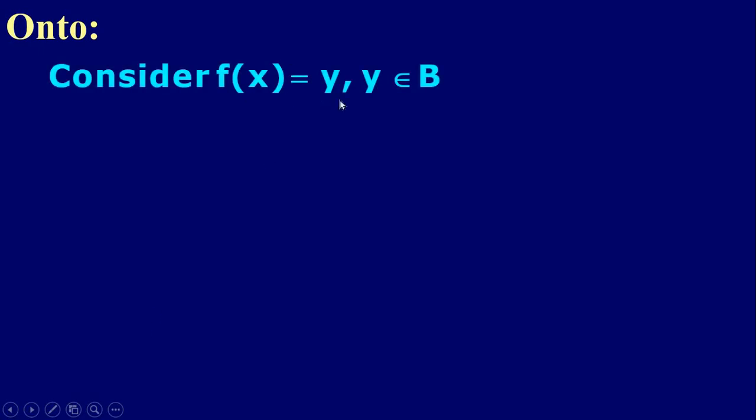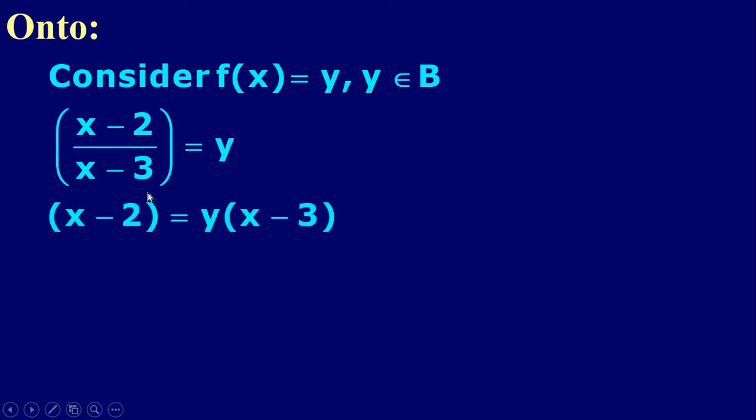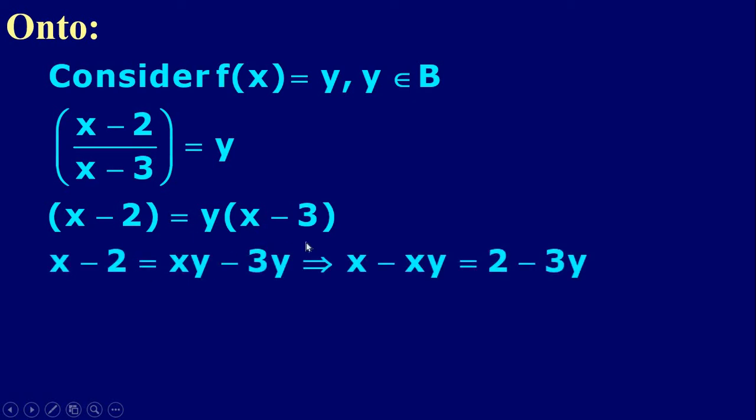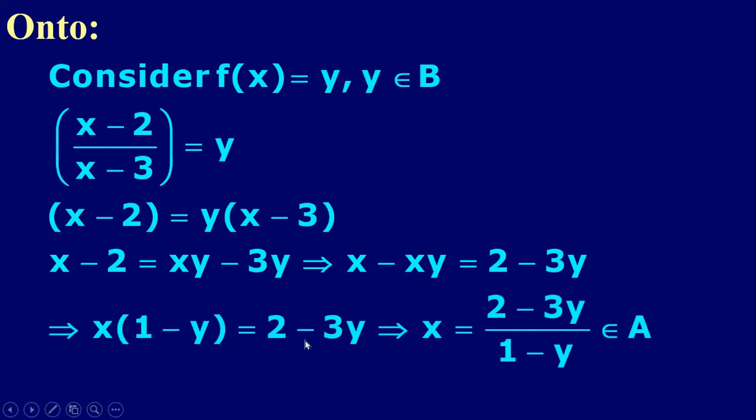So next we verify whether it is an onto function. Consider f of x equal to y, where y belongs to B. Now here it is given f of x equal to (x minus 2) divided by (x minus 3). So (x minus 2) divided by (x minus 3) equal to y. We simplify for x and we can write x minus 2 equal to y into (x minus 3). Multiply this again and we get x minus 2 equal to xy minus 3y. We have to solve for x. Take xy to this side and we get x minus xy equal to 2 minus 3y. Take x common outside and we get x equal to (2 minus 3y) divided by (1 minus y).